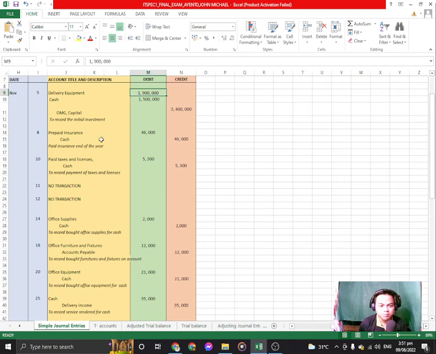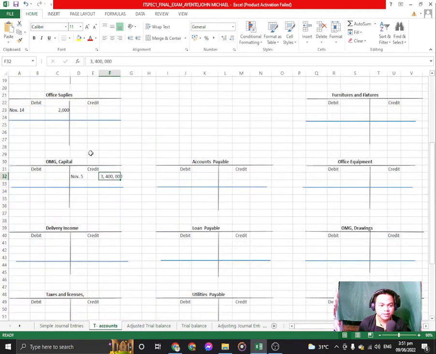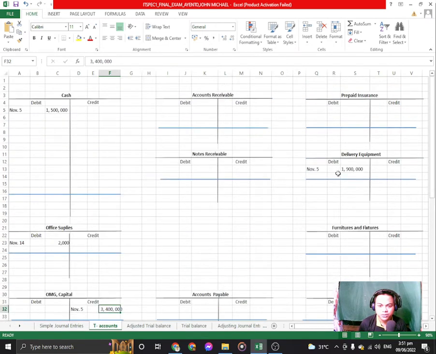Okay, November 8, prepaid insurance and cash at the amount of 46,000. Let's start with prepaid insurance for the debit. November 8, prepaid insurance, 46,000 pesos for debit, and then cash. For the credit, there is no need to build another, since the cash account is already available. November 8, we have the 46,000 pesos for credit.